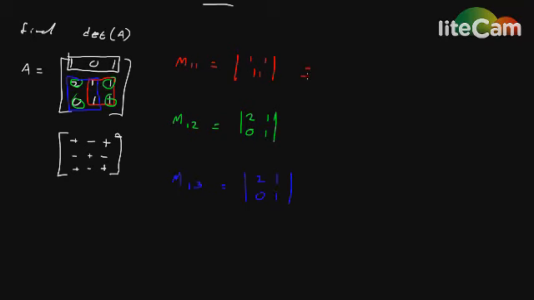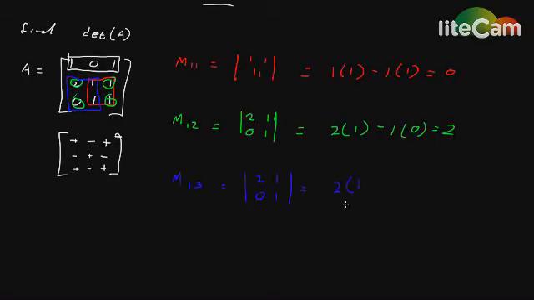So the determinant of this matrix is going to be 1 times 1 minus 1 times 1, which equals 0. Then the determinant of this matrix here is going to be 2 times 1 minus 1 times 0, which is going to be equal to 2. And the determinant of our last matrix here is going to be equal to 2 times 1.